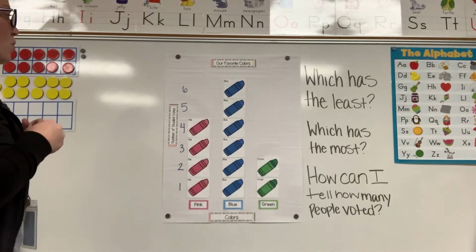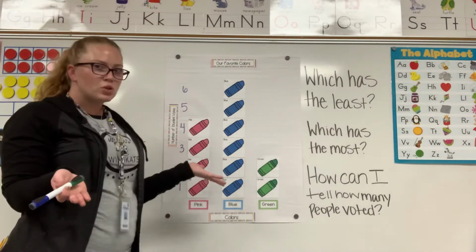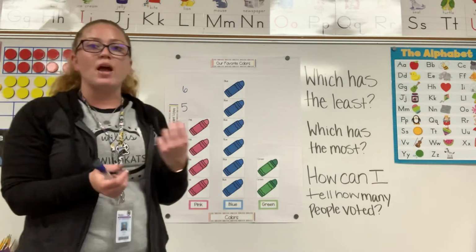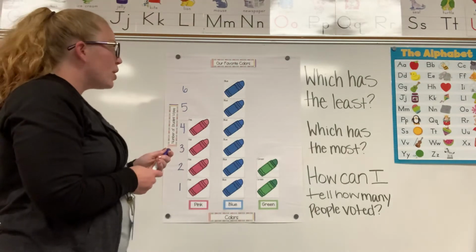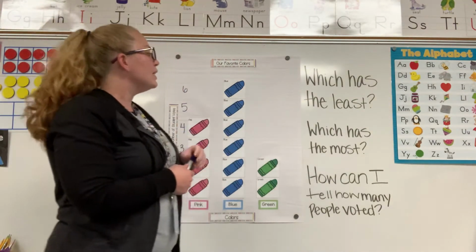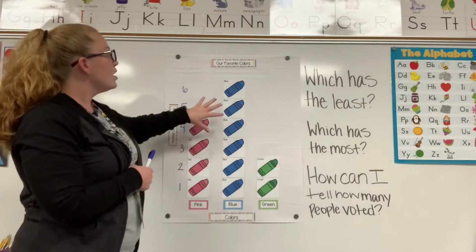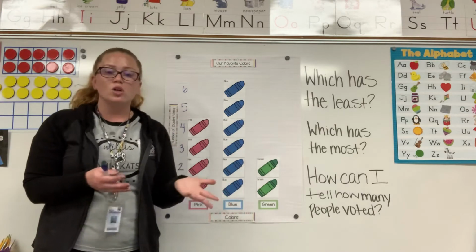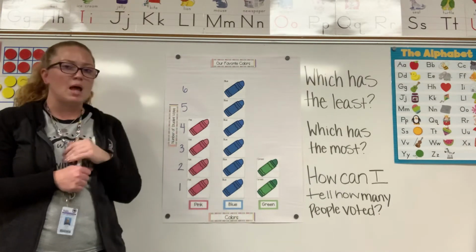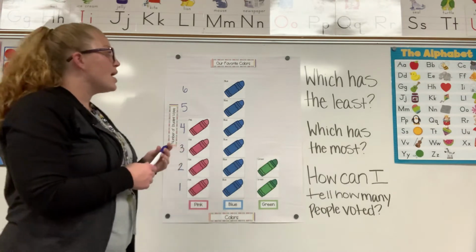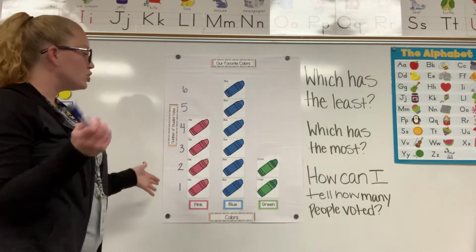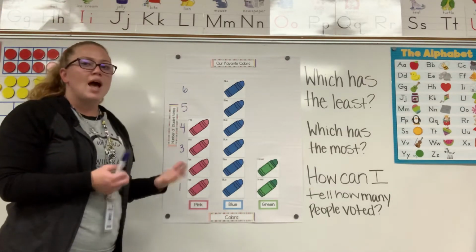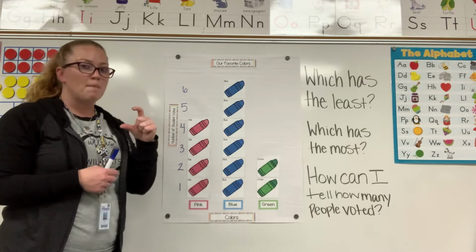All right, so now that we have this, what do we do with it? Well, we can ask questions to find out more about the survey. So my first question is, which has the least? So we know that we took a survey on colors, and we want to know which color got the smallest amount of votes. Which color has the least? So if we look at our graph, which one has the least? How can you tell which one has the least? Remember, the least is the smallest amount.